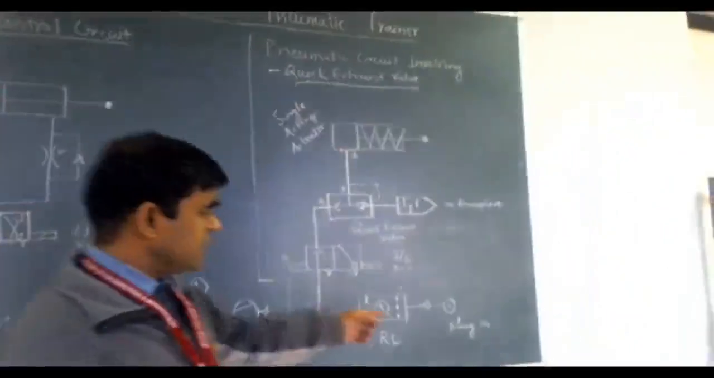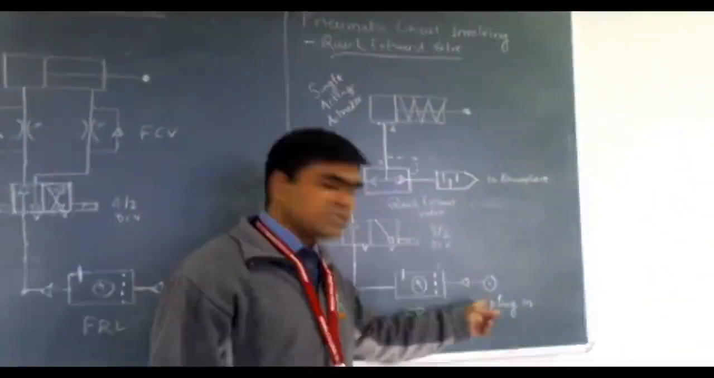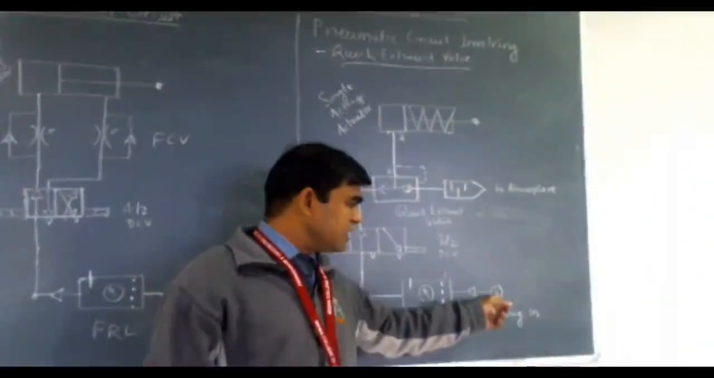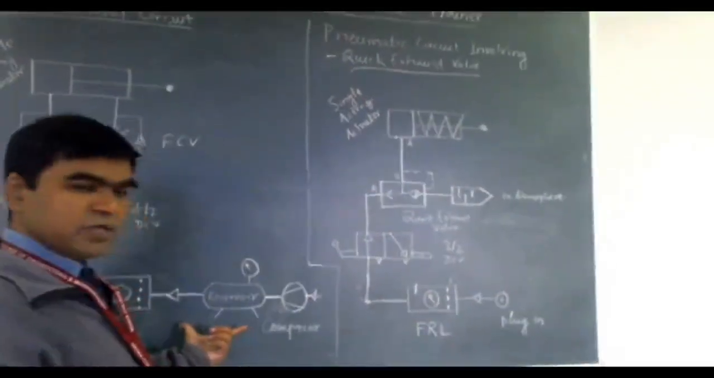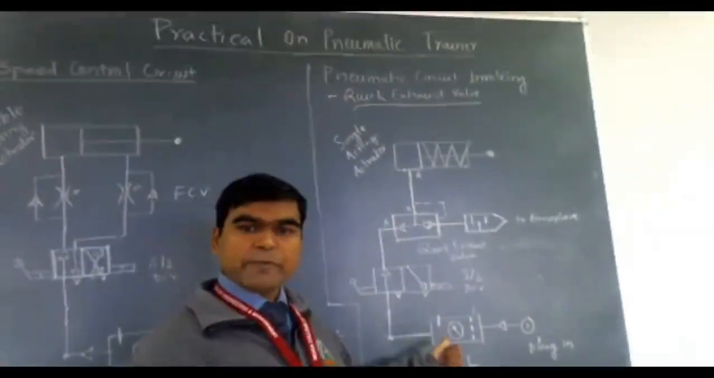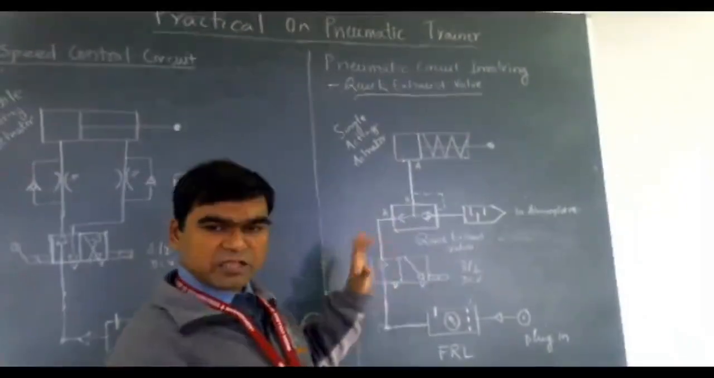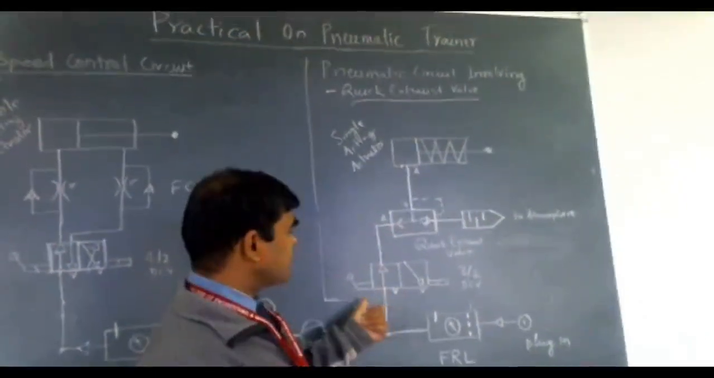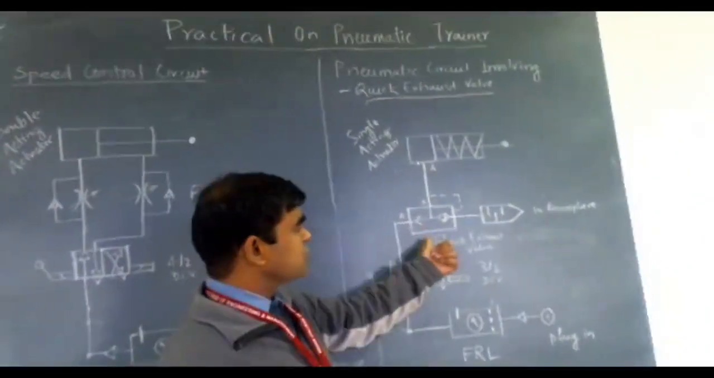Generally, in the circuit in the textbook, showing the plug-in section, the circle with a dot is shown. This means that whatever compressor unit is there is going to plug into this port, and afterwards through the FRL it comes to your trainer or any pneumatic system, and it will actuate according to the direction control valve directions. And this is a quick exhaust valve.